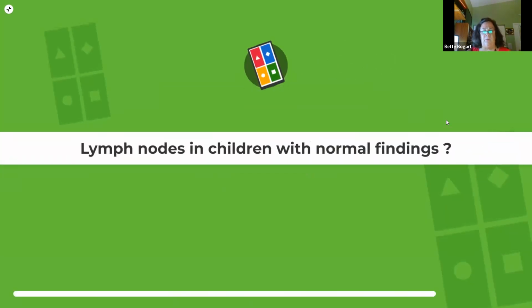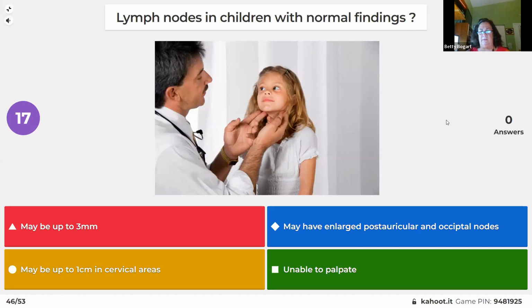Lymph nodes in children with normal findings should look like what?